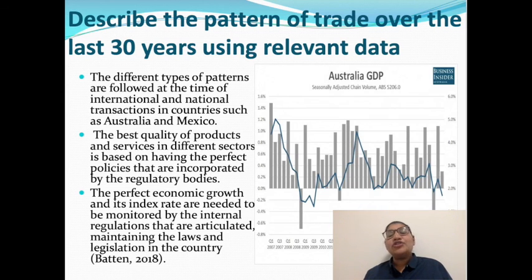Let us describe the pattern of trade over the last 30 years using the relevant data available. You can see the graph below. It shows Australia's GDP for the last 30 years and more. The different types of patterns are followed at the time of international and national transactions in countries such as Australia and Mexico. The best quality of products and services in different sectors is based on having the perfect policies that are incorporated by the regulatory bodies. The perfect economic growth and its index rate need to be monitored by the internal regulation that is calculated, maintaining the laws and legislation in the country.